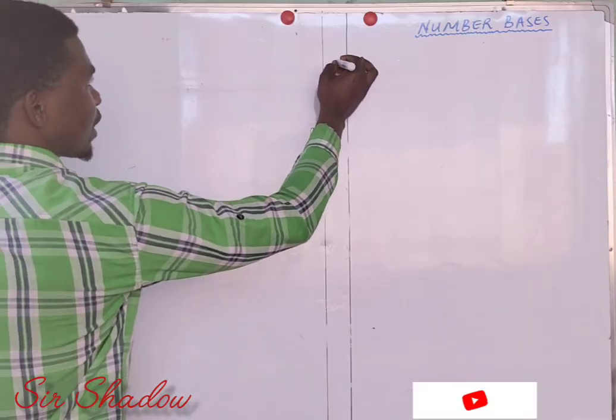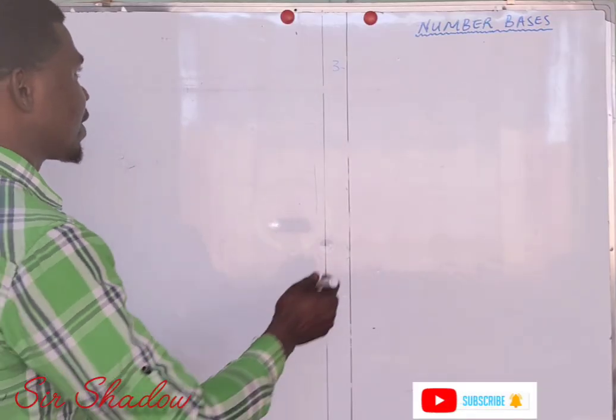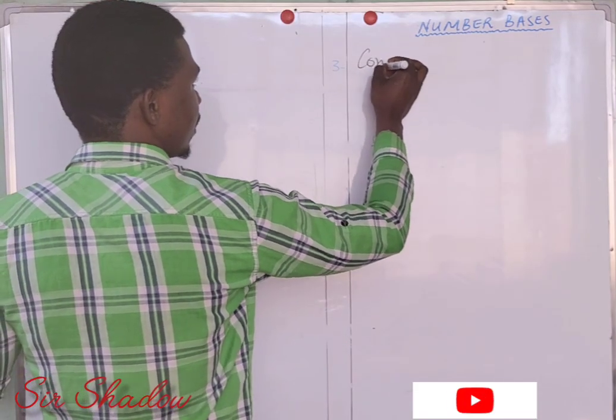All right, let's check the third concept. The third concept is we are going to convert numbers from n base to n base.